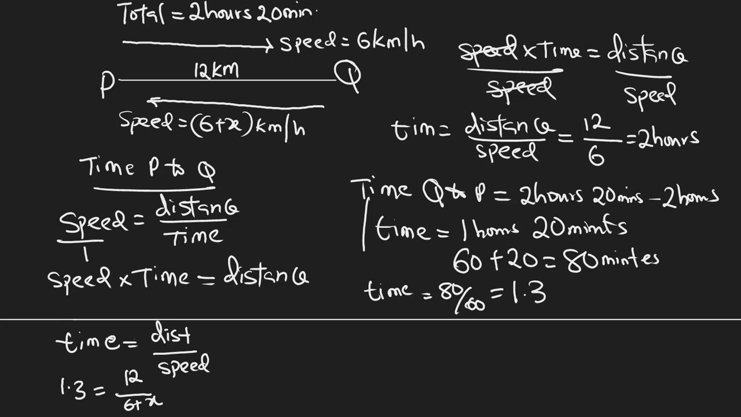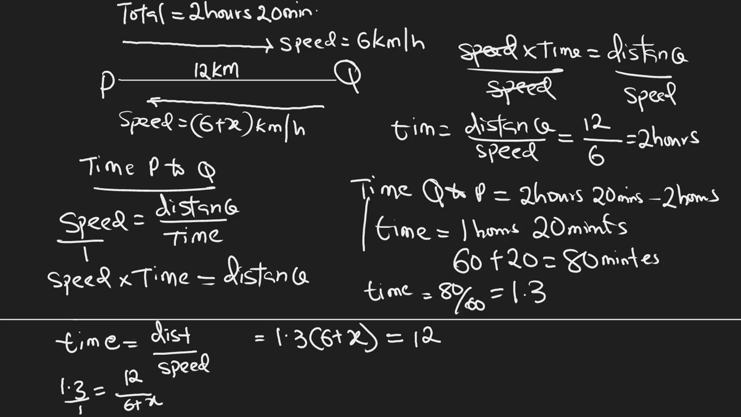6 plus x. So we cross multiply. If we cross multiply, balance this with 1, you're going to have 1.3 multiplying the whole of 6 plus x. Remember, it is multiplying both of them, so I'll put it in a bracket to make it more simple. It equals 12 times 1, which is the same as 12.